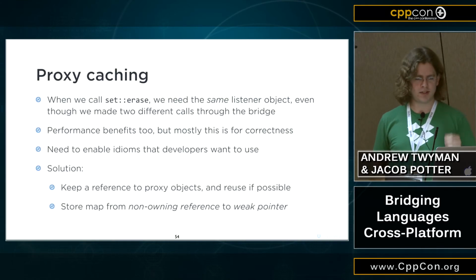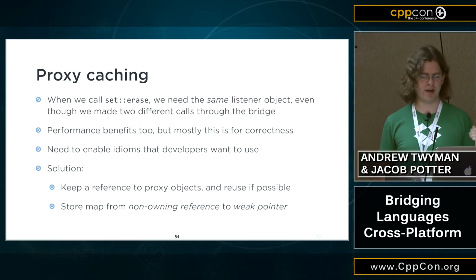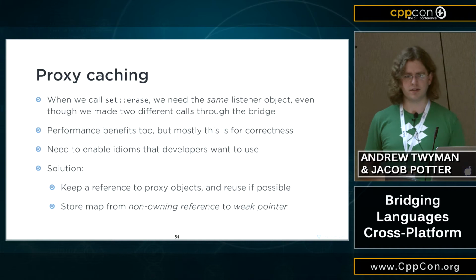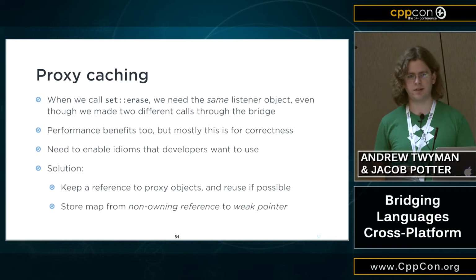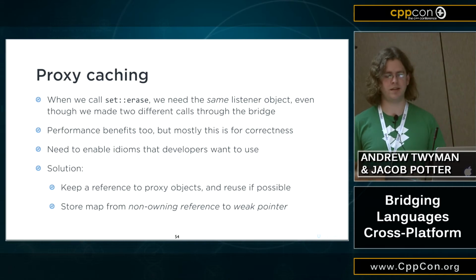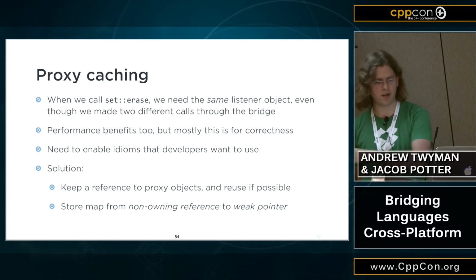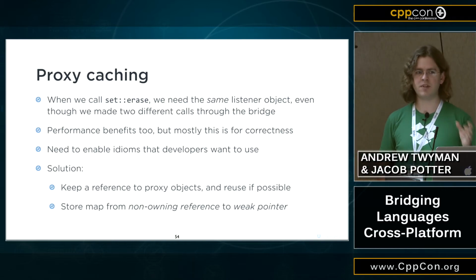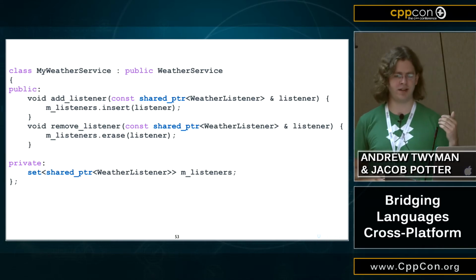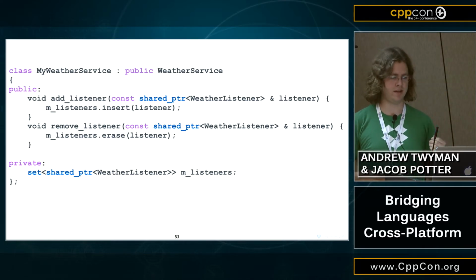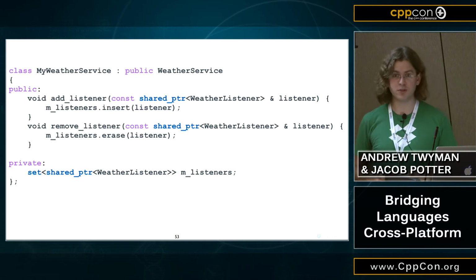OK, so here's the thing. When we make that erase call, we need to have the same listener object, even though we made two different calls through the bridge, which means our method implementation for add listener and for remove listener can't be as simple as, OK, here's our Java object, conjure up a new C++ wrapper around it, and keep going. We have to wind up with the same thing on both sides, or else our erase call will have gotten a freshly created C++ listener and won't find anything in the map, and nothing happens. If we'd been more clever, we would have written an assert, but oops.